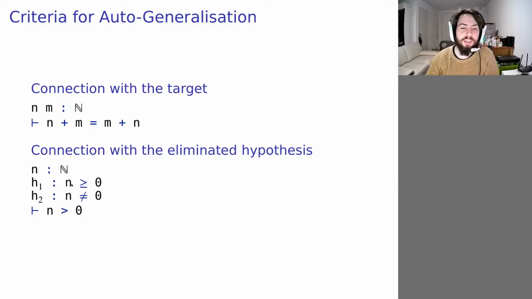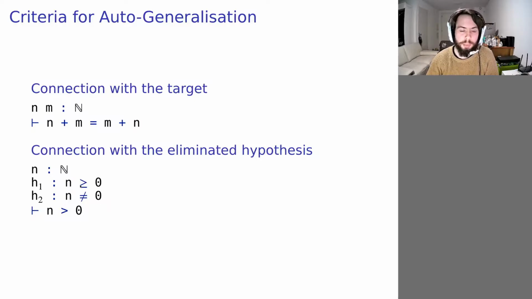And in that case, it is also likely that we would like to make use of this information applied to the new value of n. So in this situation, it also makes sense to generalize. And so we generalize this H2 hypothesis and make it an implication in the target.